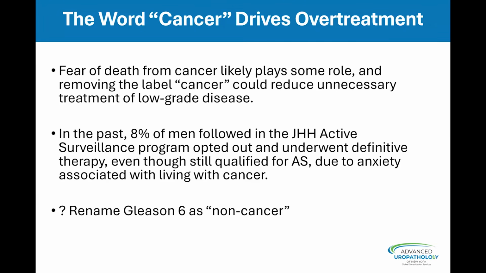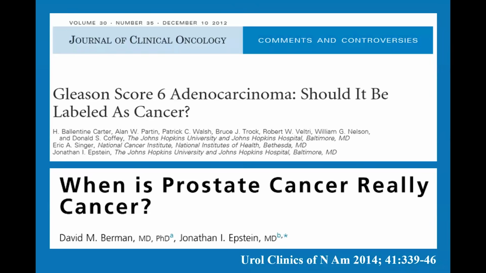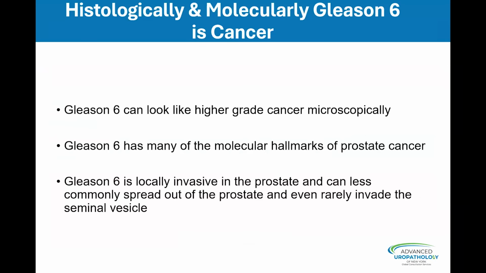So the proponents who say this fear of cancer drives overtreatment have basically said we should rename Gleason score 6 as non-cancer. And this is an ongoing debate. These are just some of the articles and studies I've been on where this debate has gone on in the literature, but this debate continues today. So let me explain why my personal opinion as a pathologist is that we should call Gleason score 6 cancer.